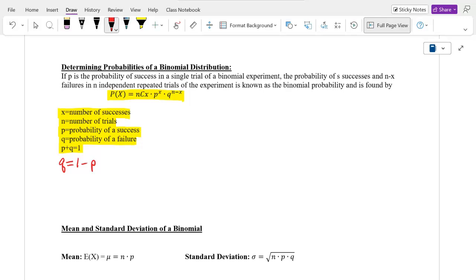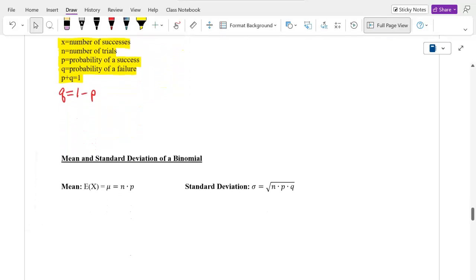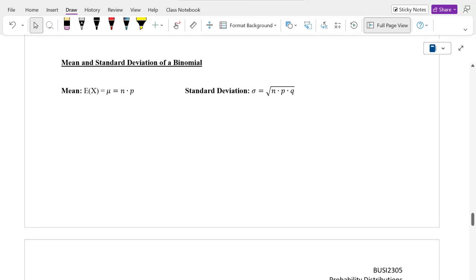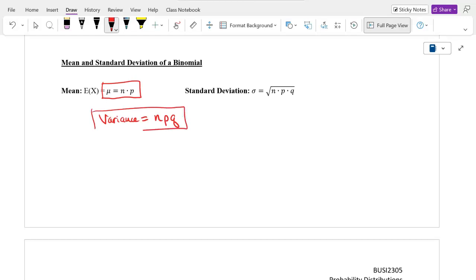Now, we're going to look at the formula for the mean and variance of the binomial distribution, and then we'll go straight into some examples. All right, the mean for the binomial distribution is N times P, and the variance is N times P times Q. That is the formula for the variance. Now, the standard deviation is still the square root of the variance, so that hasn't changed any.